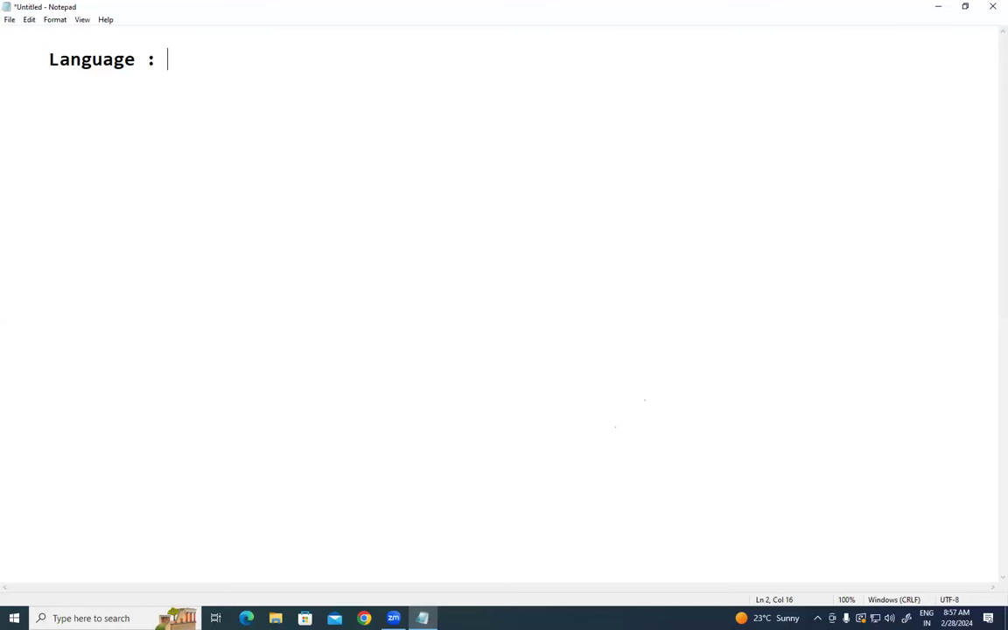Exactly. Correct. What is language then, finally? It is a medium to convey something. That is called language, right? Yes. Medium to convey something. That's called language, no? Very good.